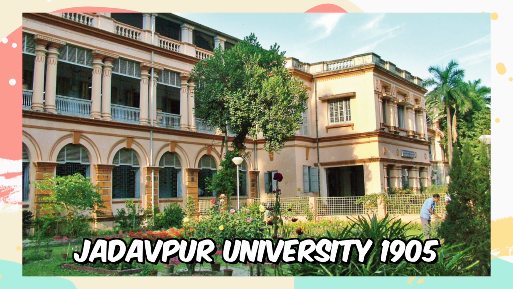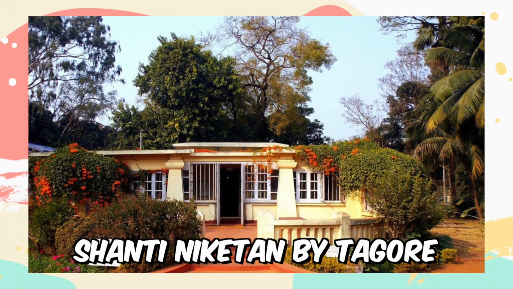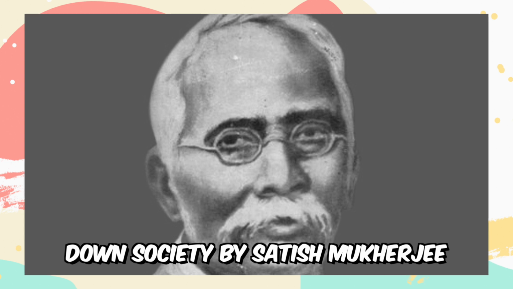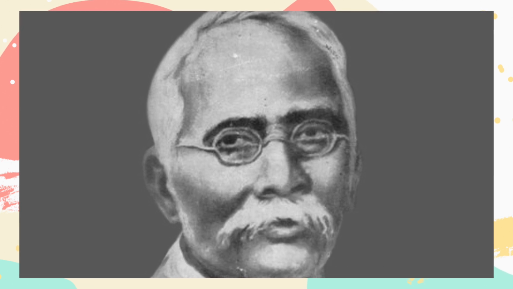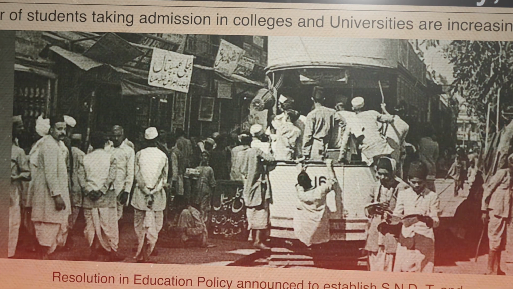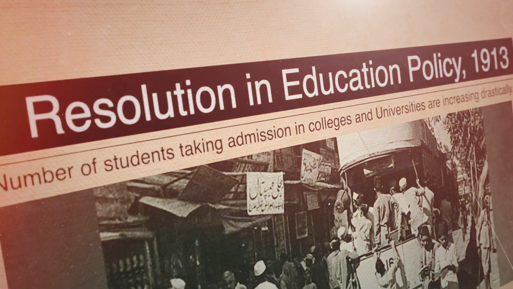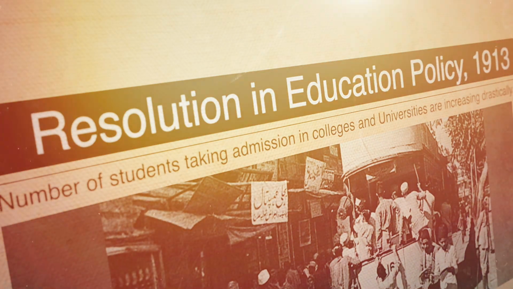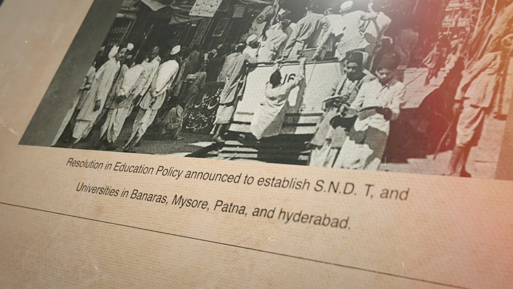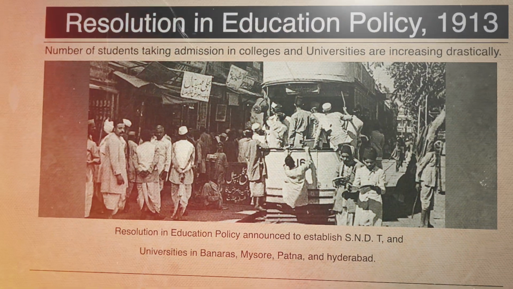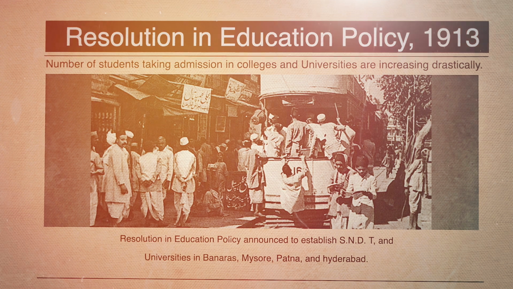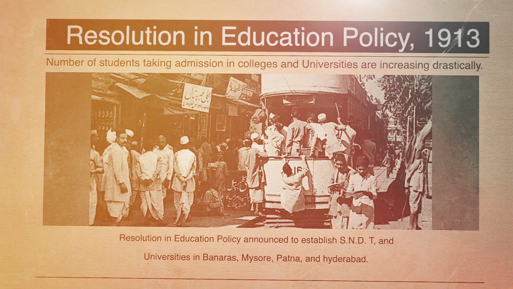The Swadeshi Indians supported and established Jadavpur University in 1905, and then came Shanti Niketan by Rabindranath Tagore and Dawn Society by Satish Mukherjee also established. So now from here the number of students taking admission in colleges and universities increased drastically. So we had to establish more universities, and a new policy came, that is Resolution in Indian Education Policy 1913, which established universities like SNDT. Other universities were also established in Banaras, Mysore, Patna and Hyderabad.